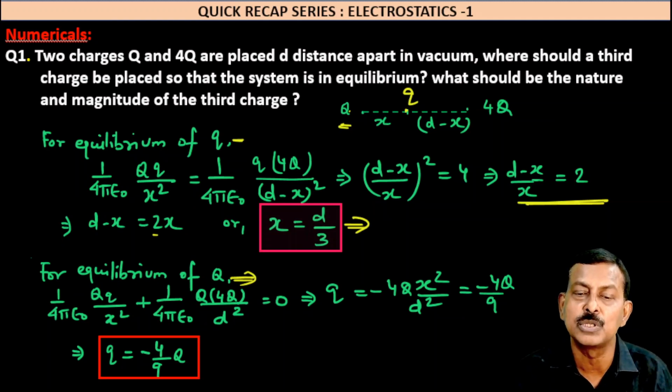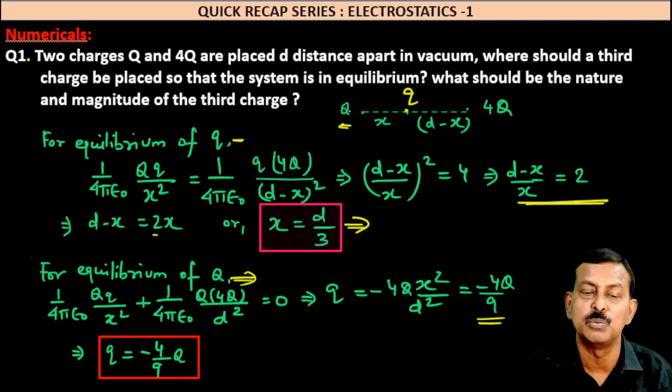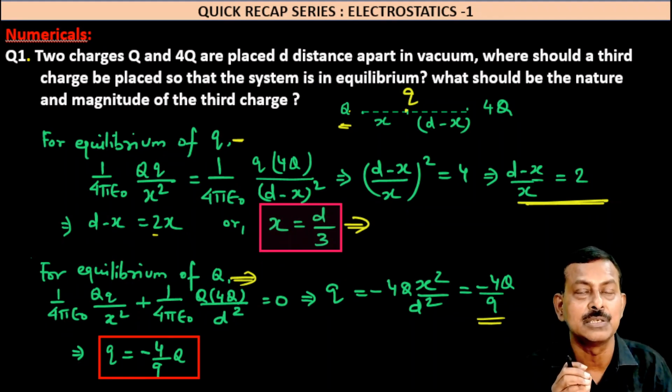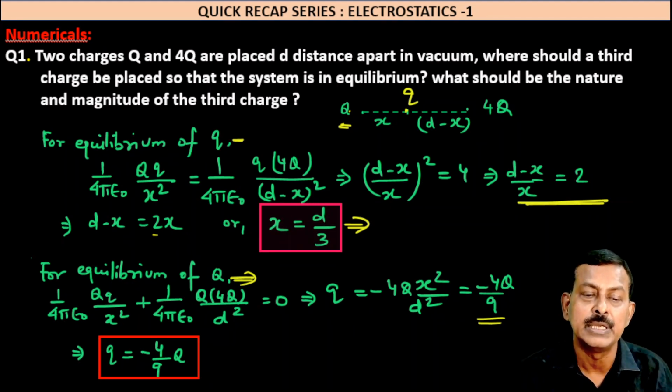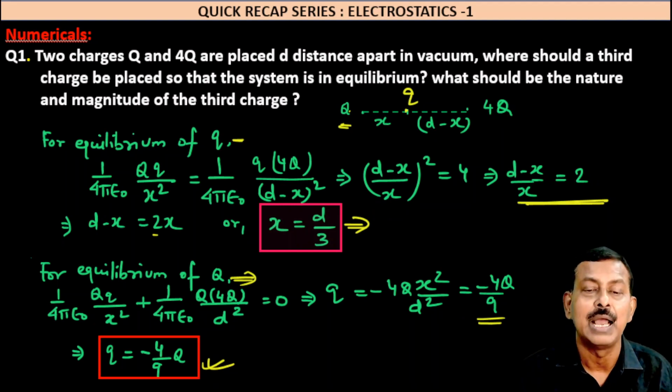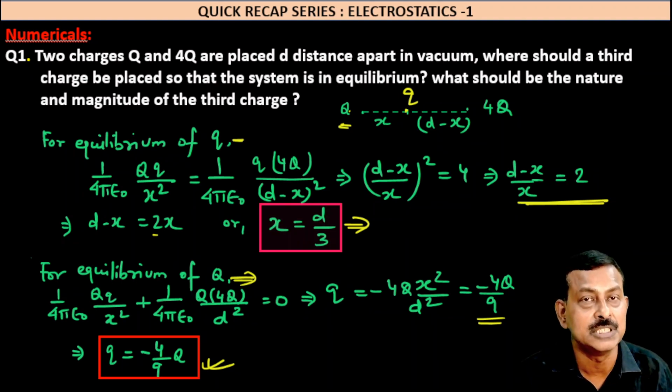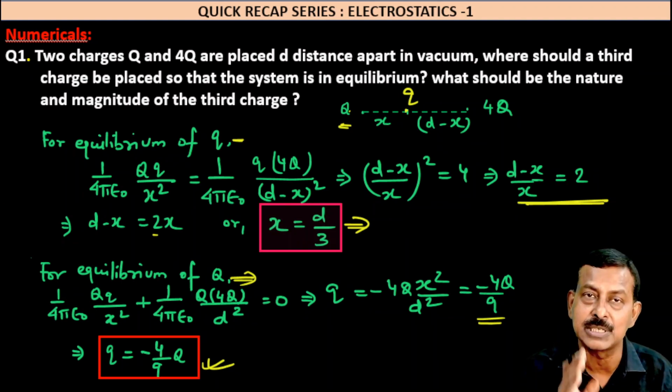And if I put the value of x, which was d by 3 here, then you will get the value of q as minus 4 by 9 times Q. So q should be minus 4 by 9 Q. It means the third charge should have a magnitude equal to 4 by 9 times Q and should have opposite nature, and it should be kept at a distance d by 3 from the first charge capital Q.